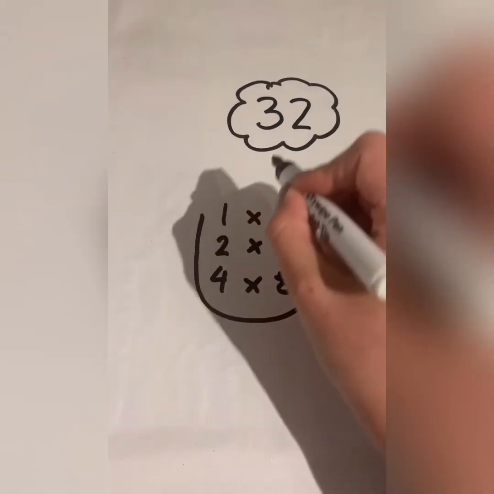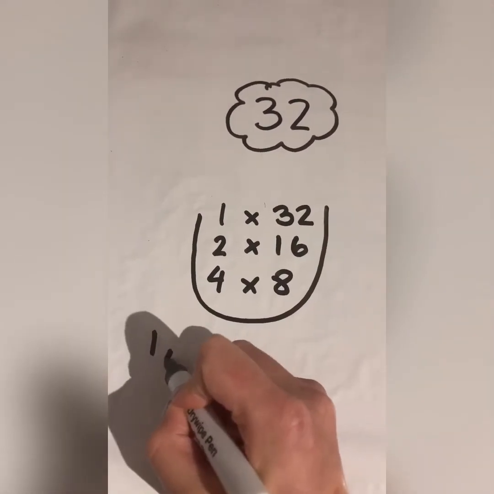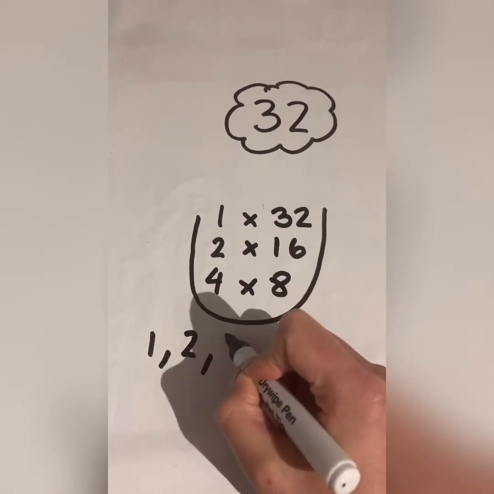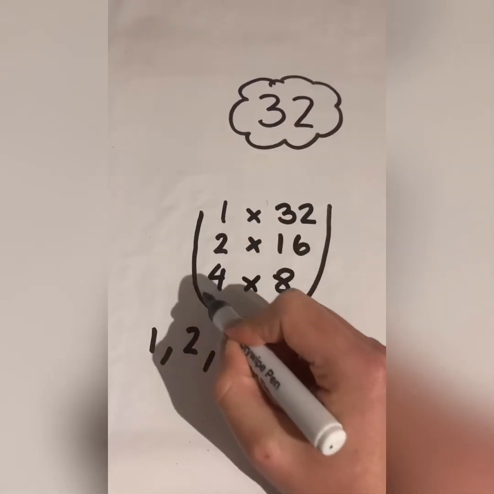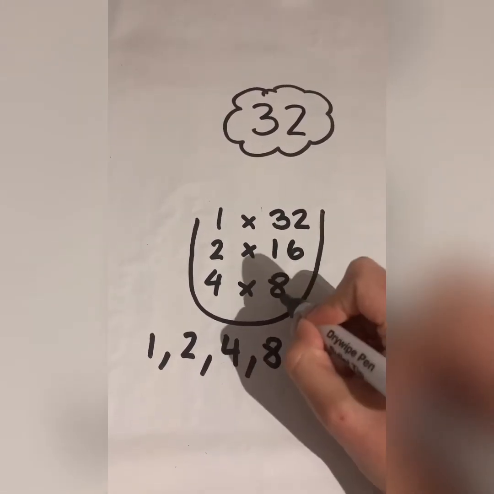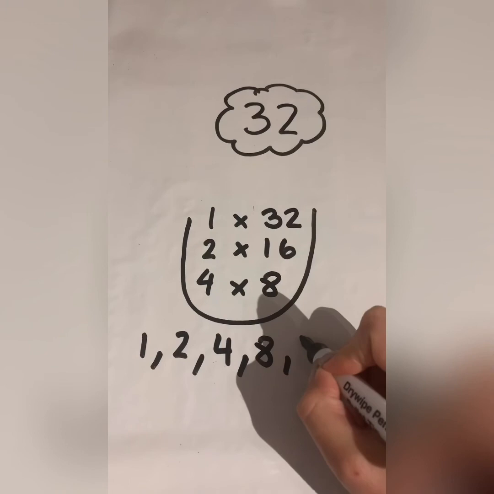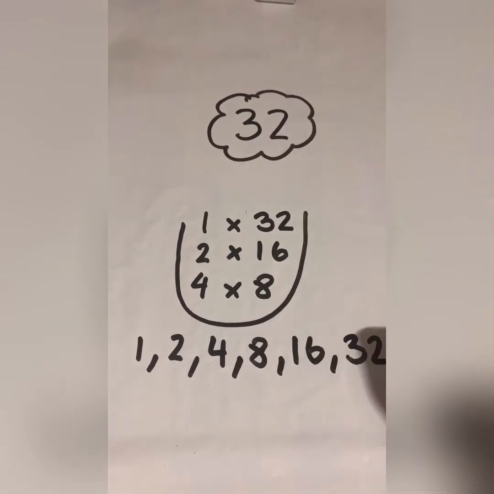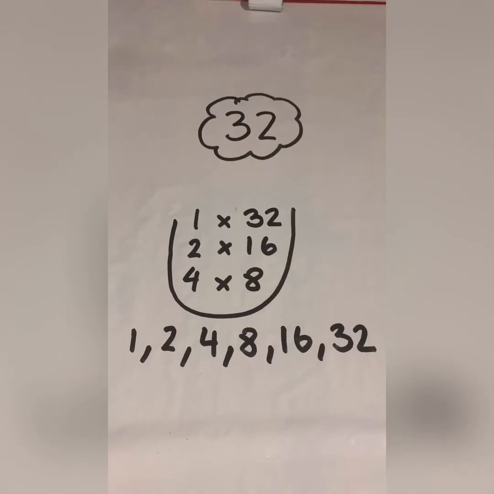So the factors for 32 are 1, 2, 4. See how I'm following that line as I'm writing them all down? 8, 16, and 32. And there you go, boys and girls. Those are the factors of 32.